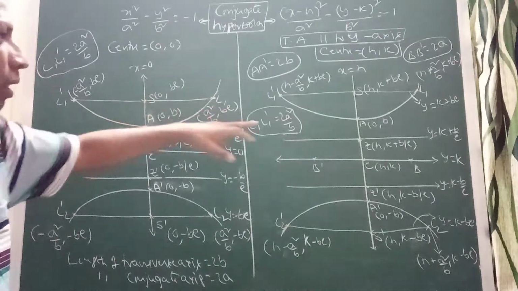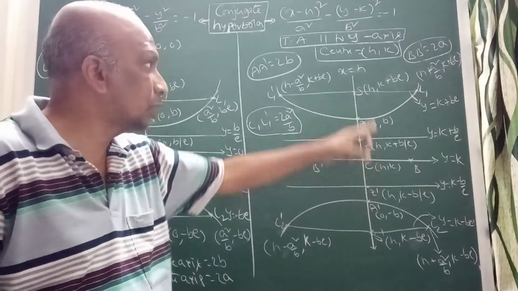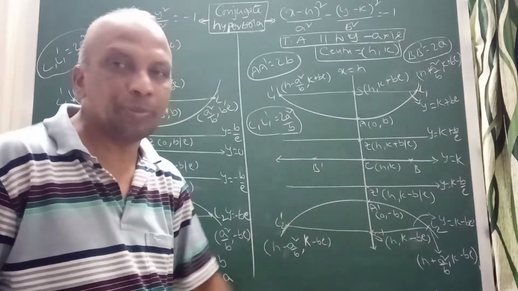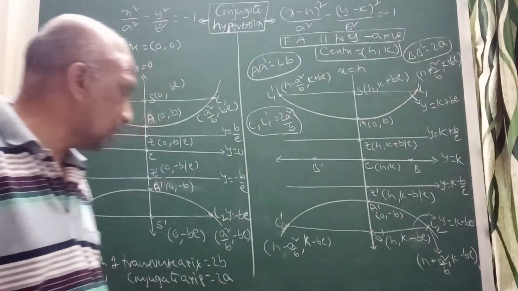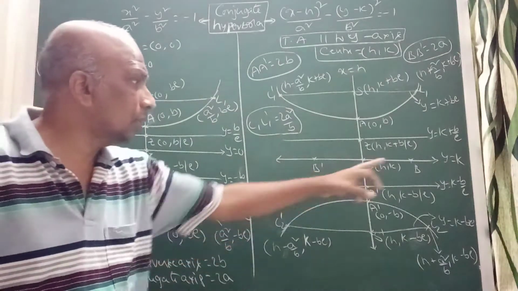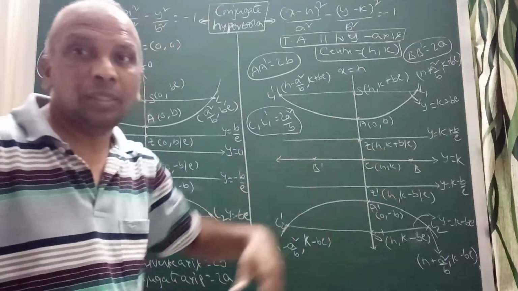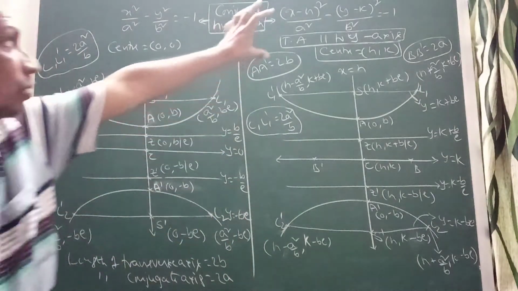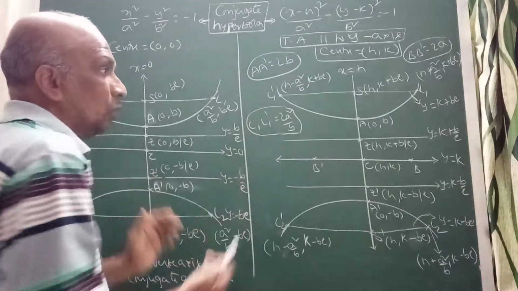Focus 0, be. You are moving upward from the center, so it is a vertical line with no change in x coordinate: h, k plus be. Coming down from the center, h, k minus be. These are the foci. Just remember the length of transverse axis A dash is 2b, and the length of conjugate axis BB dash is 2a. It will interchange. This is the equation of the conjugate hyperbola, you remember. When you are learning, you can compare all the values, it is easy to learn.